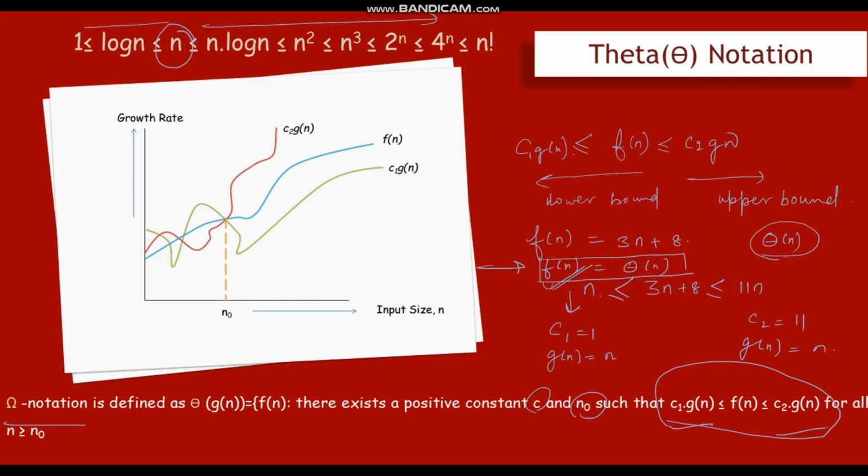Now, as with the previous example, let's see if we can have other values other than theta of n. So, there are three options that I have given.